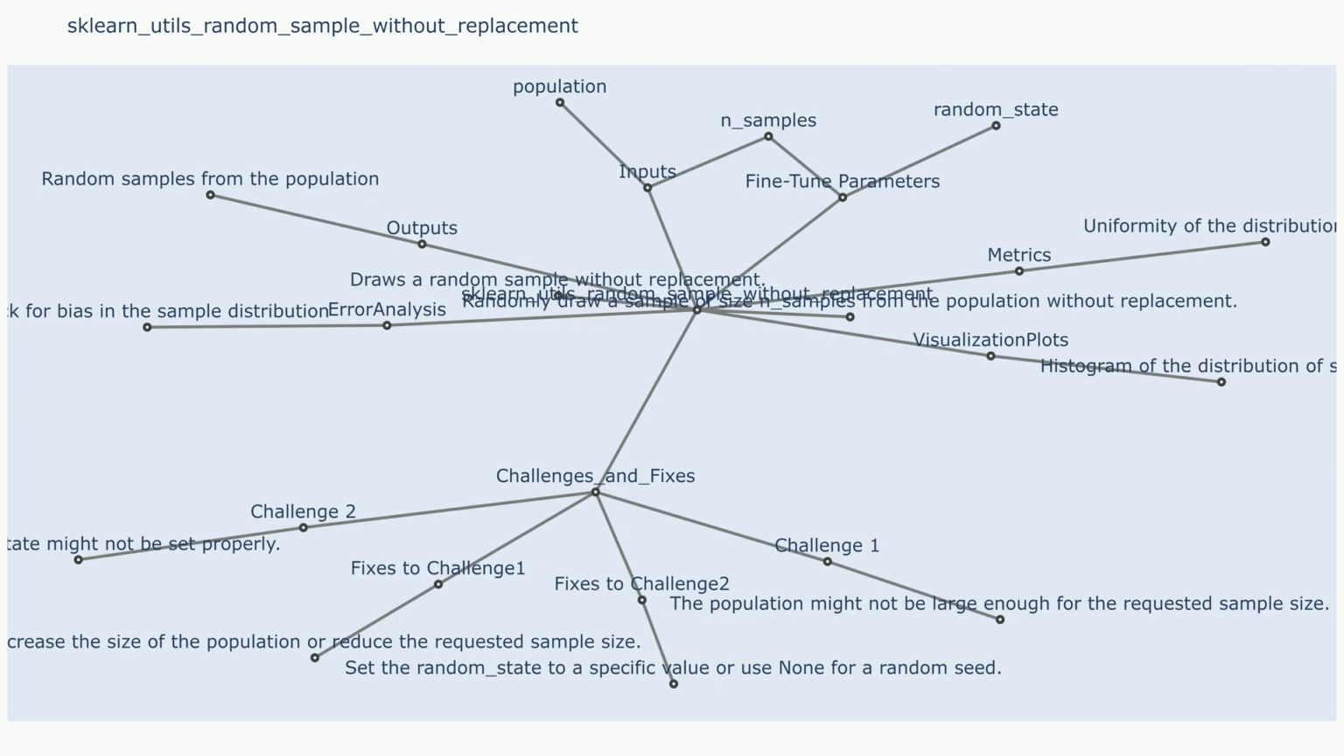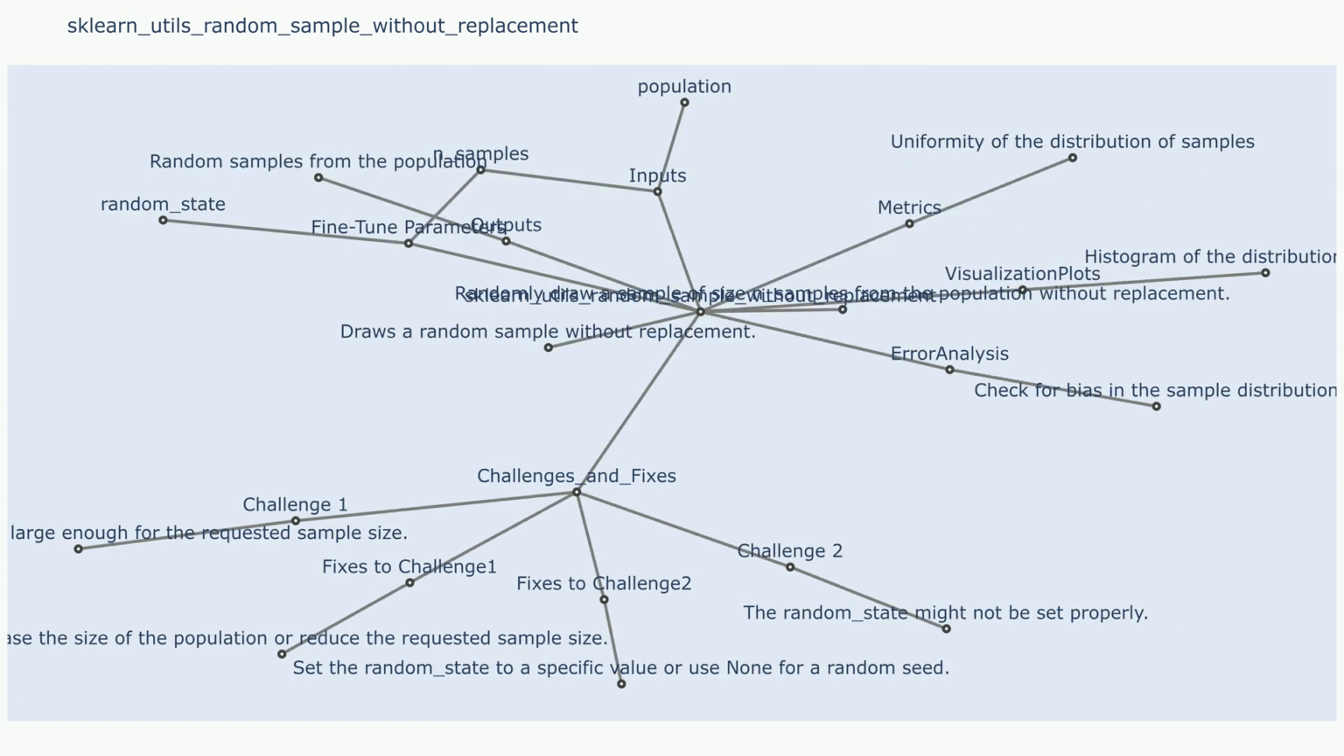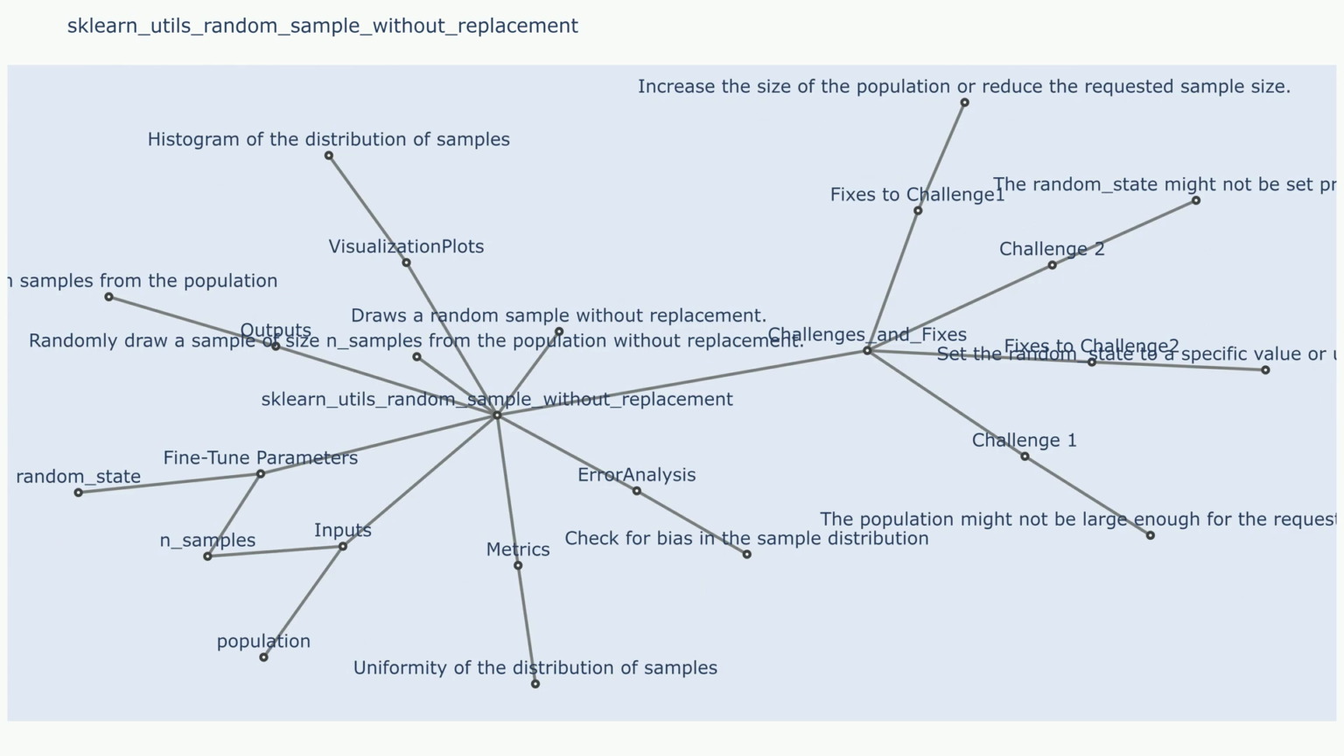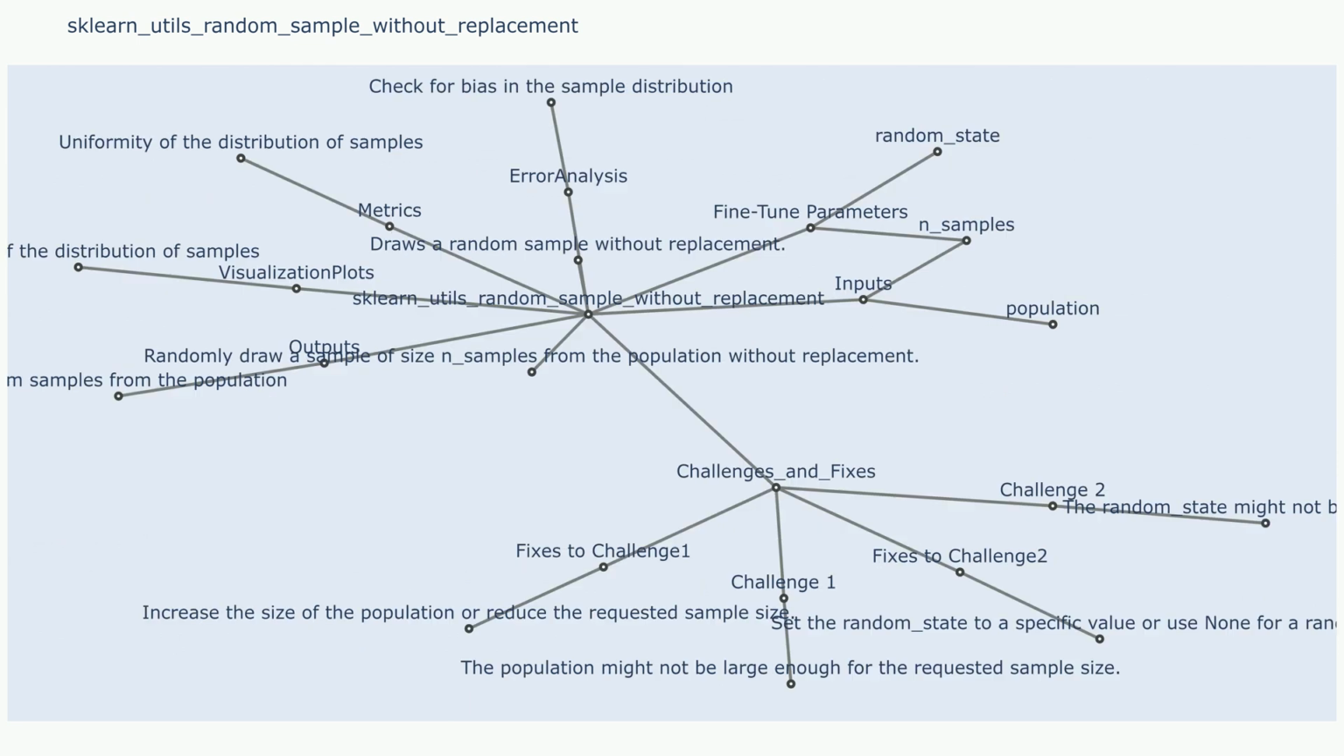Challenges and fixes. Challenge 1. The function may return an empty array if n_samples is greater than n_population. Sample use case that resulted in challenge 1: you try to generate a sample of 10 elements from a population of 5. Fixes to challenge 1. Ensure that n_samples is always less than or equal to n_population.